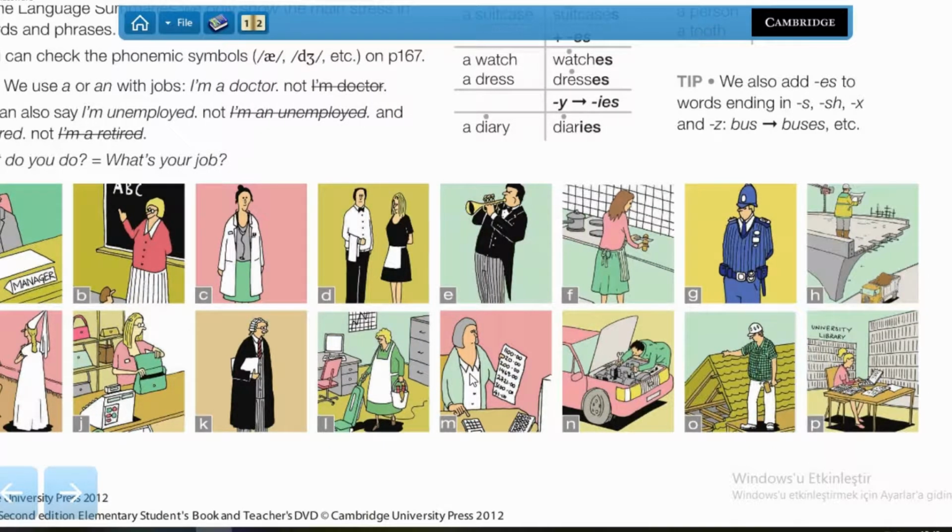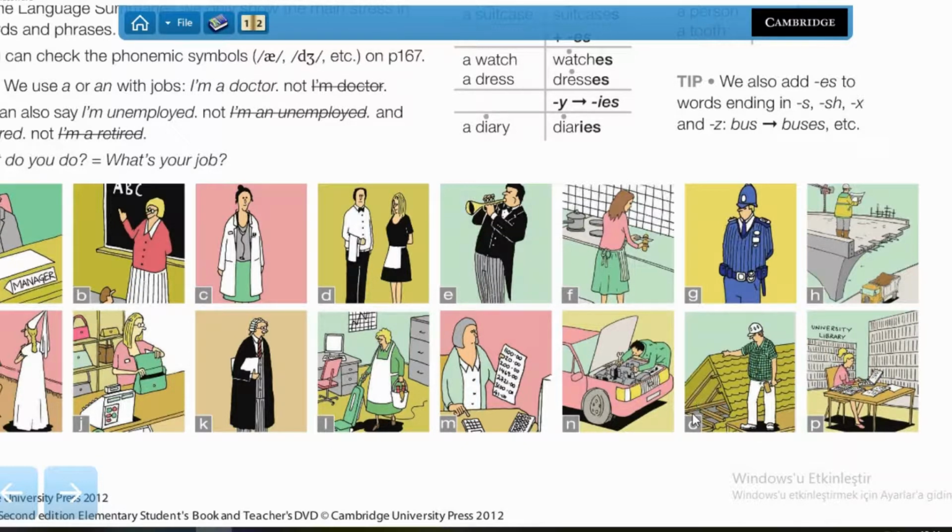Picture M. On picture M we see numbers. If you are very good with numbers, if you can do calculations, if your math is really good, so probably you're an accountant. So what's her job? She's an accountant. And picture N. Here, he repairs the car. So what's his job? He's a repairman, or we can say he's a mechanic.